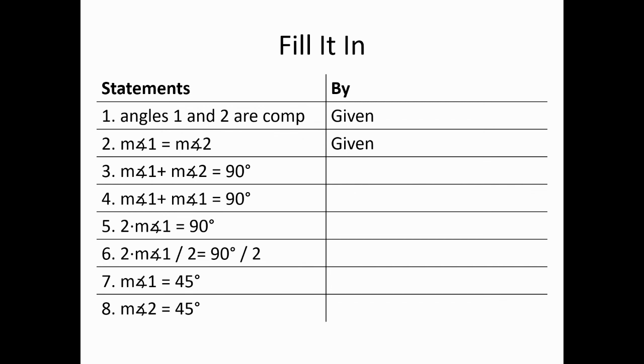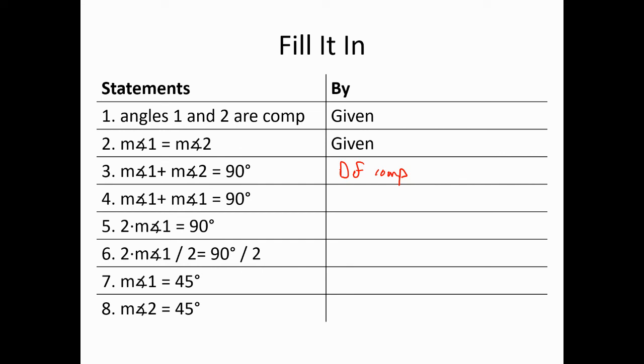All right, so here's the given. First of all, line number 1, angles 1 and 2 are complementary. I abbreviated complementary. And then the second part of the given is found on line number 2, and it is that the measure of angle 1 is equal to the measure of angle 2. All right, so line number 3, we are told that the measure of angle 1 plus the measure of angle 2 is equal to 90 degrees. How do we know to say this? What justifies this? Well, what justifies this is line number 1, which tells us that angles 1 and 2 are complementary. And of course, we know that by the definition of complementary: angles sum to 90 degrees.